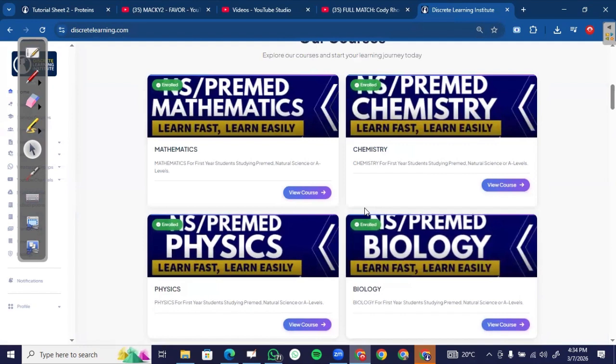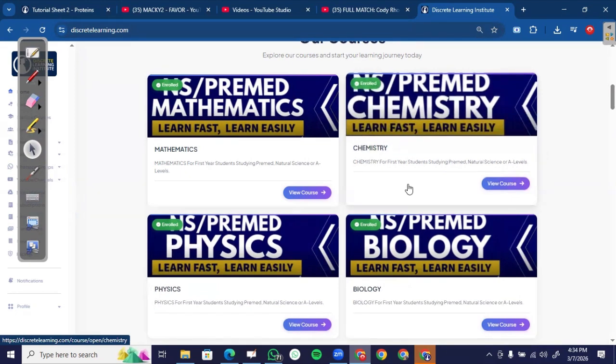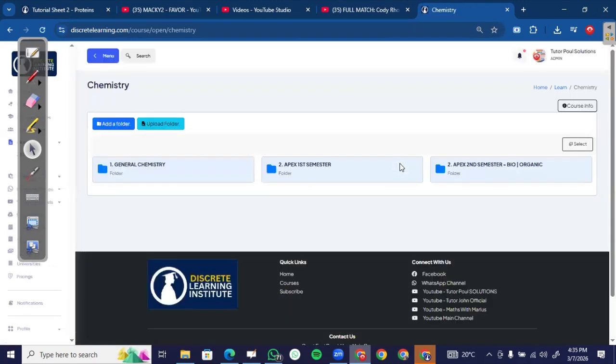So you can subscribe for any course that is giving you challenges. For example, those tutor sheets were for second semester Apex, so I'll subscribe for this course, chemistry. Once you subscribe, you can open it. You can see here there are different folders. If you are from any other university that is not Apex, you go in the general chemistry folder to find all the things that you need.